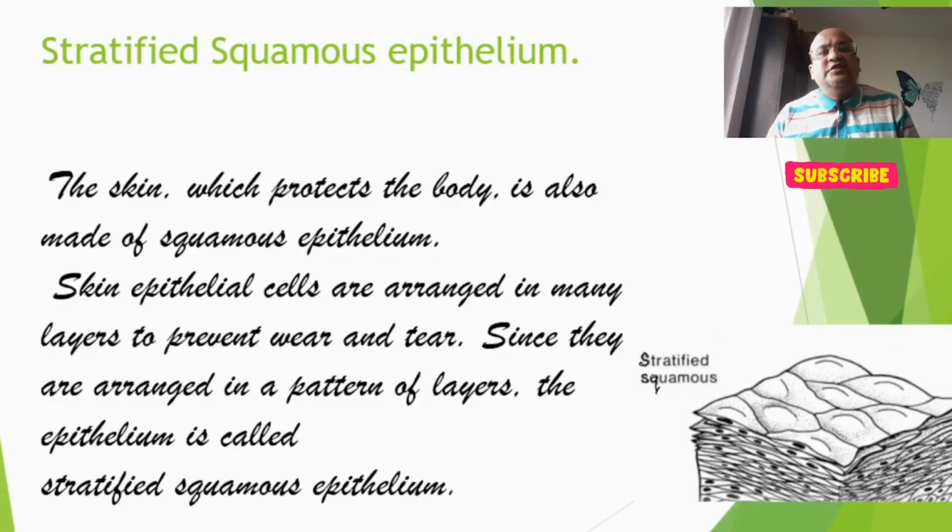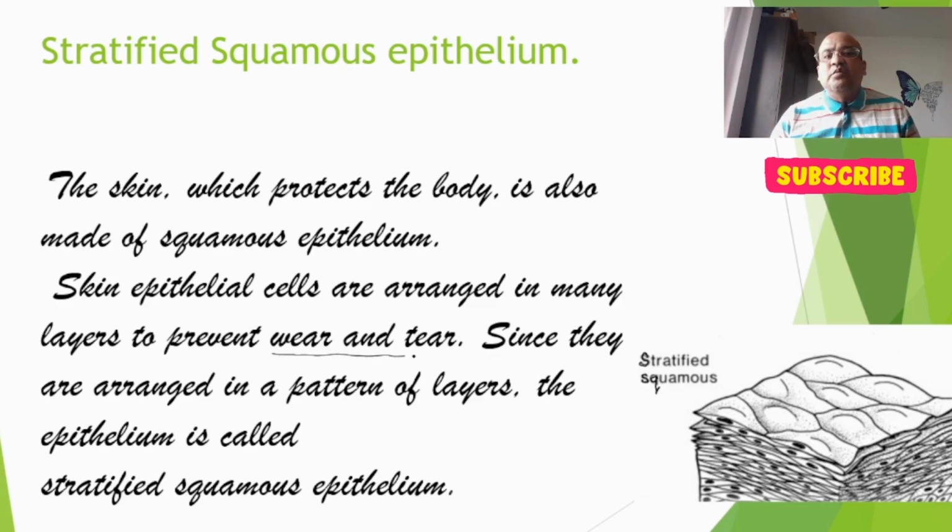Now let's see the next one, that is the stratified squamous epithelium. The skin which protects our body is also made from this squamous epithelium. We all agree to that. Now what is different from the simple squamous epithelium? The skin epithelial cells are arranged in many layers to prevent wear and tear. As it is the outermost layer, wear and tear will happen.